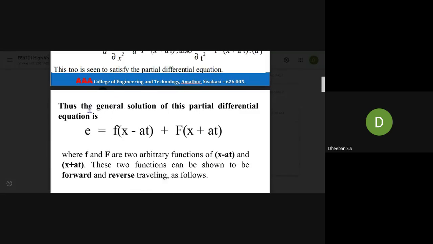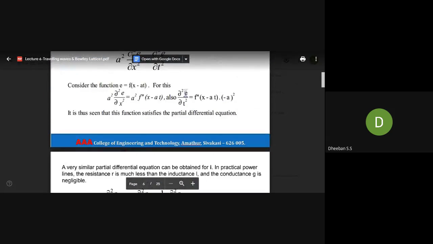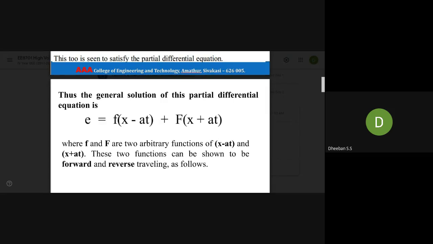After this, they'll apply the entire thing. The general form is the summation of these two equations. f equal to x minus vt is nothing but the previous equation, followed by this equation. Here they are taking the voltage in terms of these functions, and with respect to this they show the traveling waves.